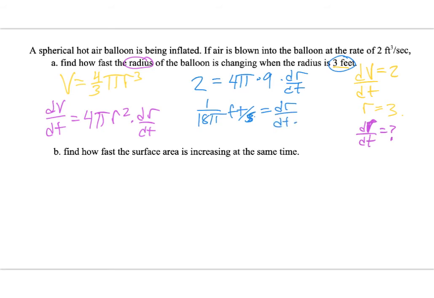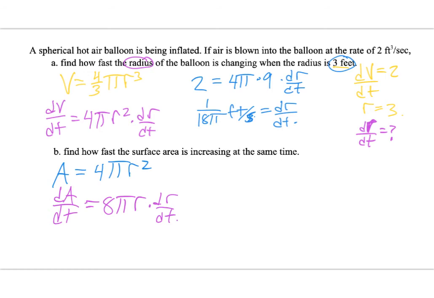Ooh, surface area. So if we've got A is equal to 4 pi r squared, dA/dt is going to be, bring that down, so we got 8 pi r dr/dt. And here we get to use the value that we just found. So looking at this, we've got 8 pi, r at the same time is going to be 3. dr/dt we just calculated, that's going to be 1 over 18 pi.